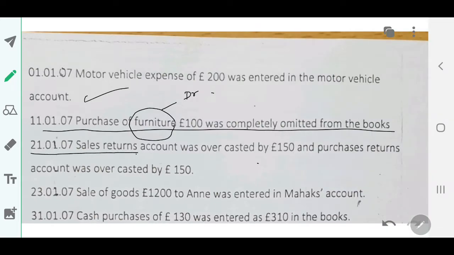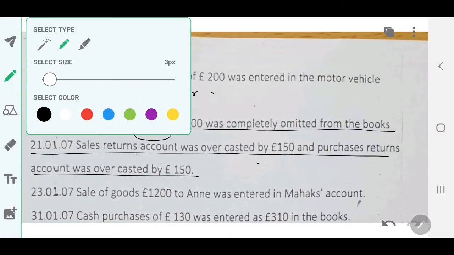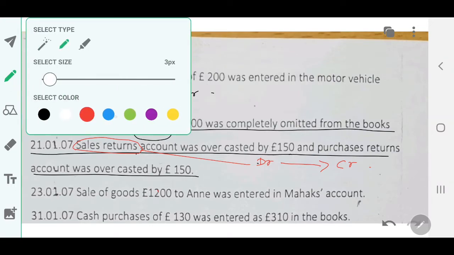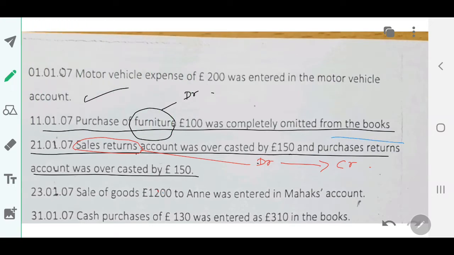21st, sales returns account was overcasted by 150 and purchases returns account was overcasted by 150. Remember, sales return has a debit balance. When it's overcasted, you have to bring down the value, therefore you have to credit it. Whereas purchases return has a credit balance, you want to bring down the value, therefore you would debit it.